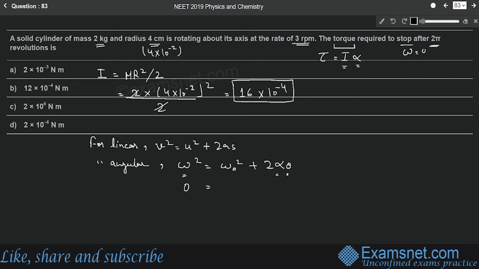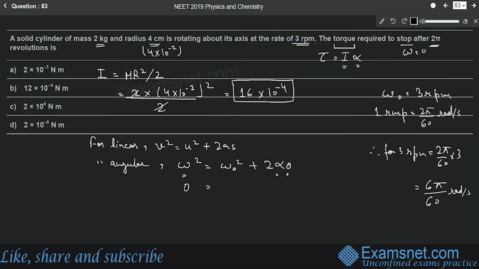Now initial speed is given as 3 rpm. So omega naught is 3 rpm, and we know that 1 rpm is equal to 2 pi by 60 radian per second. Therefore, for 3 rpm, it will be 2 pi by 60 into 3 radian per second. That means 6 pi by 60 radian per second. Now if we simplify it, we'll get pi by 10 radian per second, right?